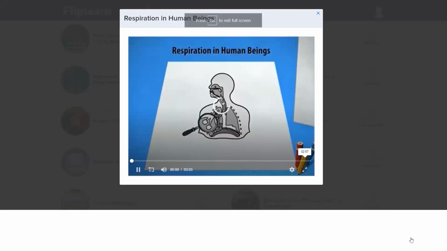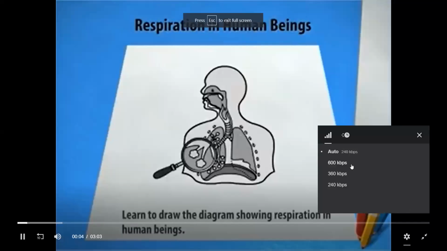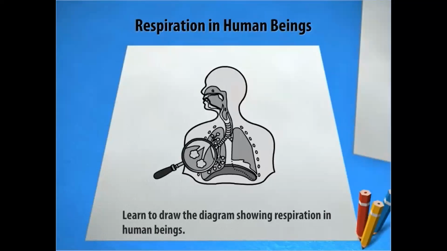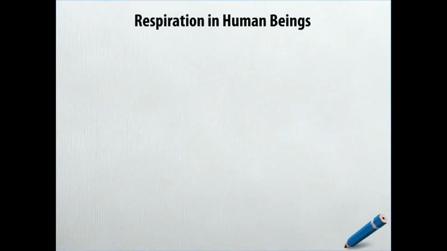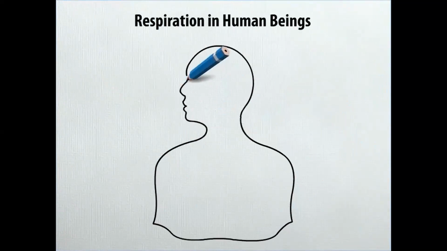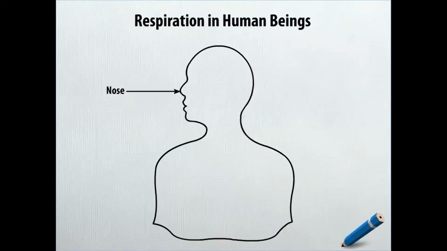Respiration in human beings. Learn to draw the diagram showing respiration in human beings. At the center of the sheet, draw a human body up to the chest and label the nose. Inside the mouth, at this position, draw the pharynx and label it.